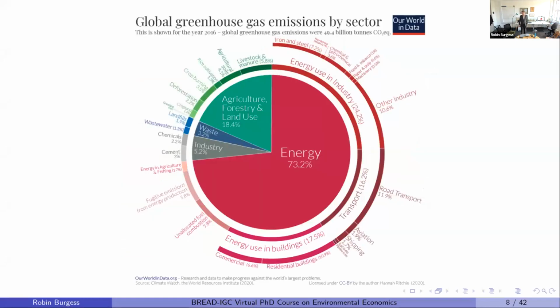This is showing the global picture for where emissions come from. So we've looked at where the damages are, but now we're looking at where the emissions come from. And obviously energy, which is something we've been focused on, looms large, and that's in buildings, transport, and energy use.